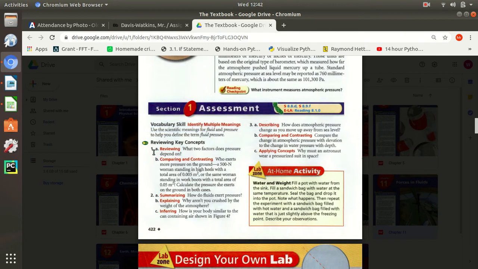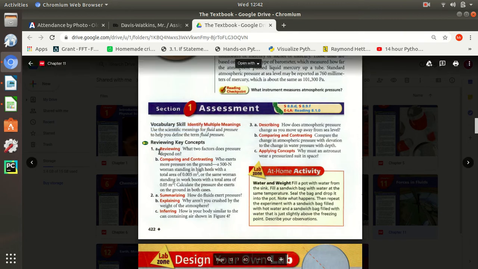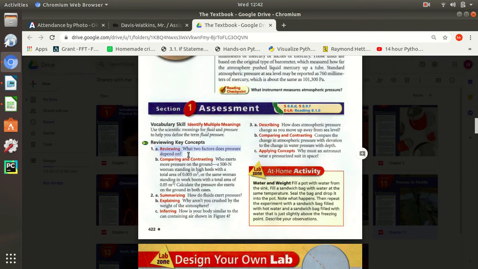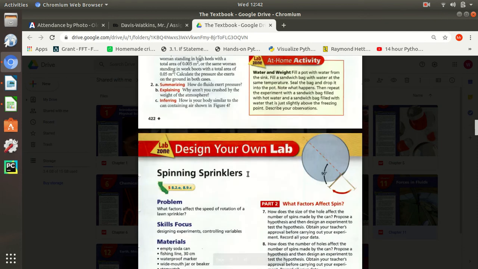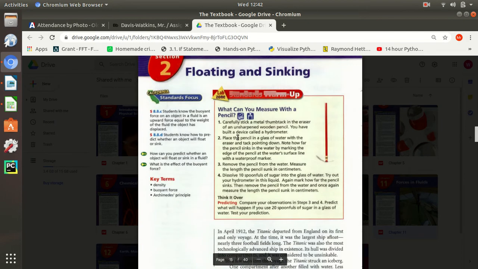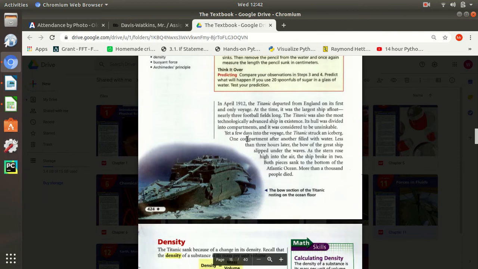The next thing you have to do is review. What two factors does pressure depend on? That's a pretty easy one. Go back in the text where it tells you what pressure means, and then tell us what two factors pressure depends on. And you could do that for each thing in the section assessment. Then go back to taking notes.